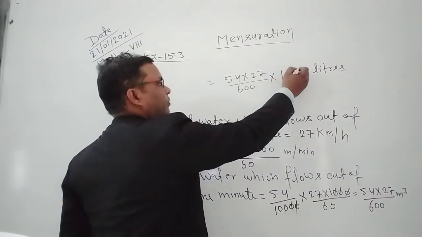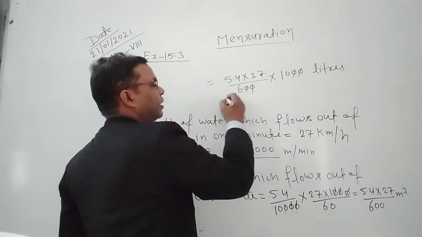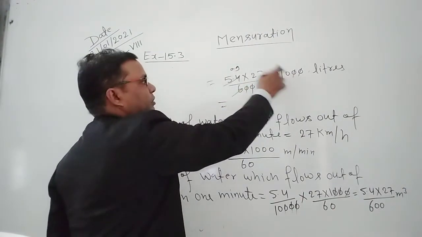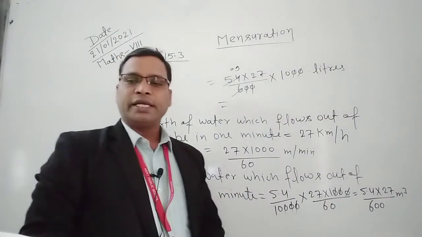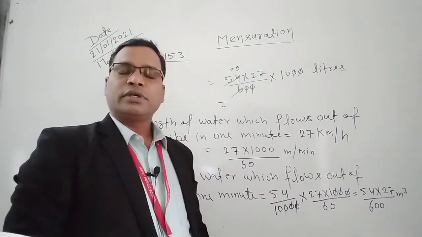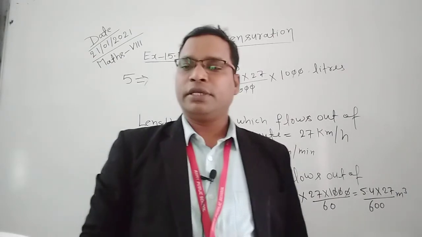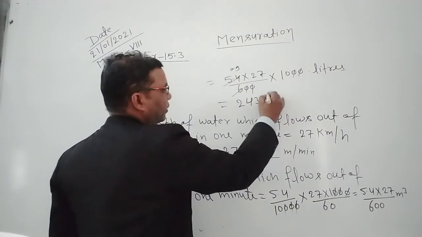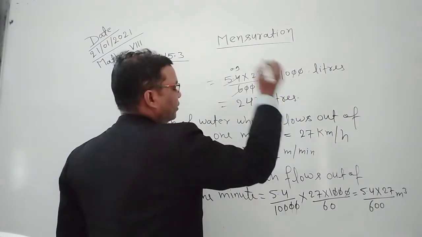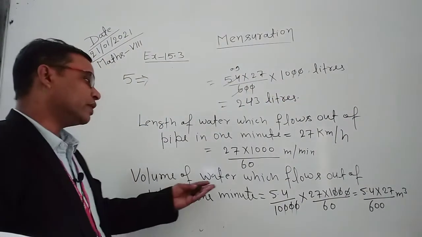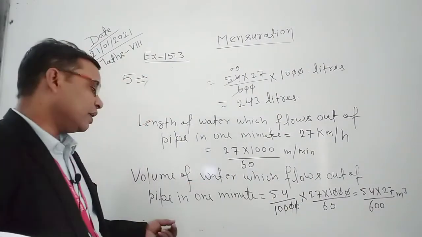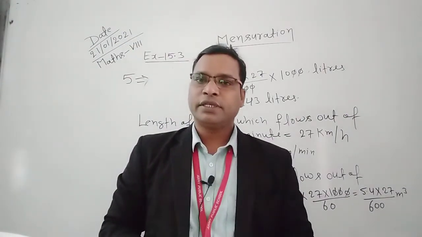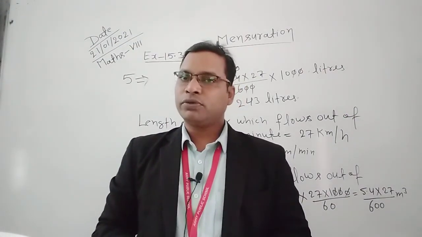If you multiply, this becomes 9, and if you multiply them, then you get 243 liters. This is the volume of water which flows out of pipe in 1 minute. This is equal to 243 liters. So students, I hope all of you understood this question.